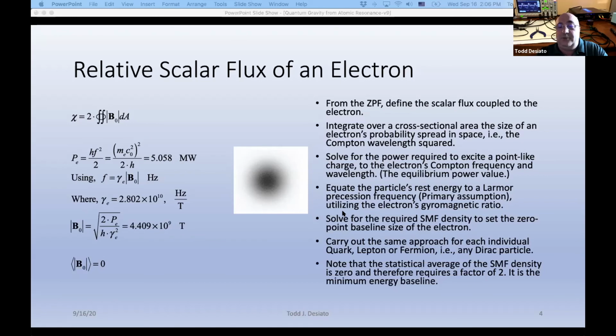But in a 0-point field, the statistical average is 0. So the statistical average being 0 gives you a vacuum-like field. If you measure the average magnetic field, you get 0. But the instantaneous field acting on the electron itself is 4.4 billion Tesla. And this equates to about 25 flux lines passing through the diameter of the electron.